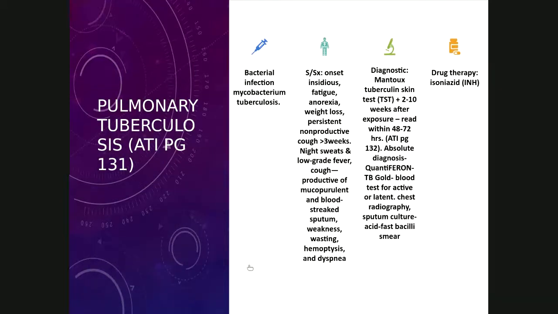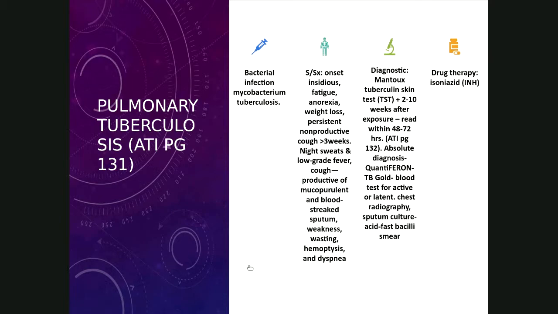Pulmonary tuberculosis. What is that? Pulmonary tuberculosis is a bacterial infection caused by the Mycobacterium tuberculosis. Its onset is insidious, and that simply means it's a long time coming. You can have it for a while before it even presents itself. The patient will be very fatigued. There'll be anorexia or weight loss, persistent non-productive cough for 3 weeks. You'll have night sweats and a low-grade fever.